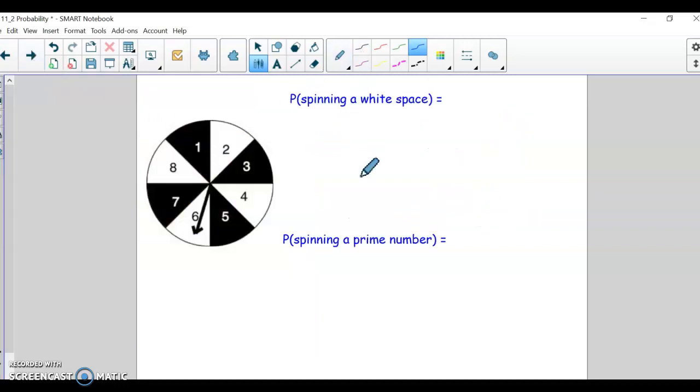All right, just another example here. Pause the video, give it your best shot. What's the probability of hitting a white space on this spinner? Okay, so there are 8 total spaces. 4 of them are white. So our probability would be 4 out of 8, or 1/2, or 50%, or 0.5, however you want to write it. Sorry for the poor handwriting there, but that should say 50%.